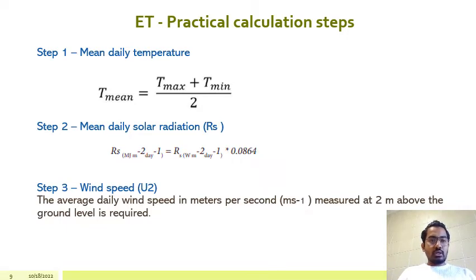The first step is the mean daily temperature, and there are the equations. The second is that we have to find the solar radiation and convert it from watt per meter squared per day to megajoule per meter squared per day. Our elevation is more than 2 meters above sea level, so we consider two different cities. Wind speed we collect from the data collection center, nasapower.com.